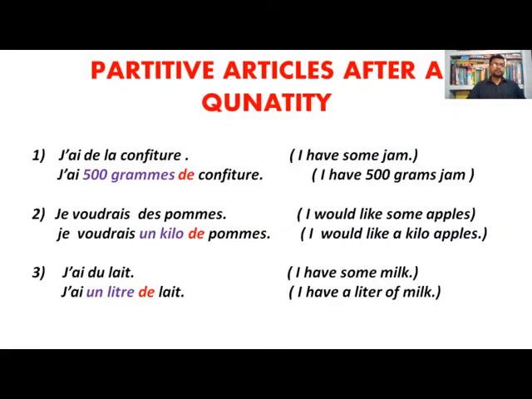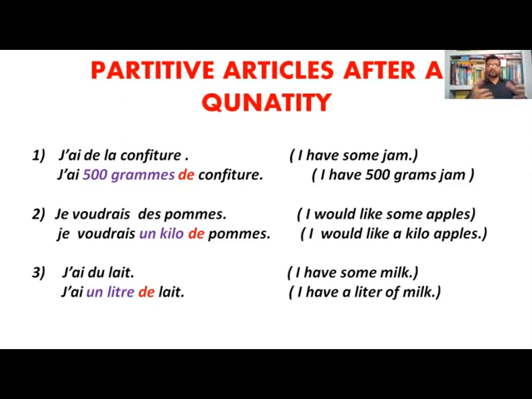So number one we have j'ai de la confiture. I have some jam, but I want to say that I have 500 grams of jam. You have 500 grams of jam. So you say j'ai 500. Cent is also used for 100, like in Urdu 100. Also in French it is 100.